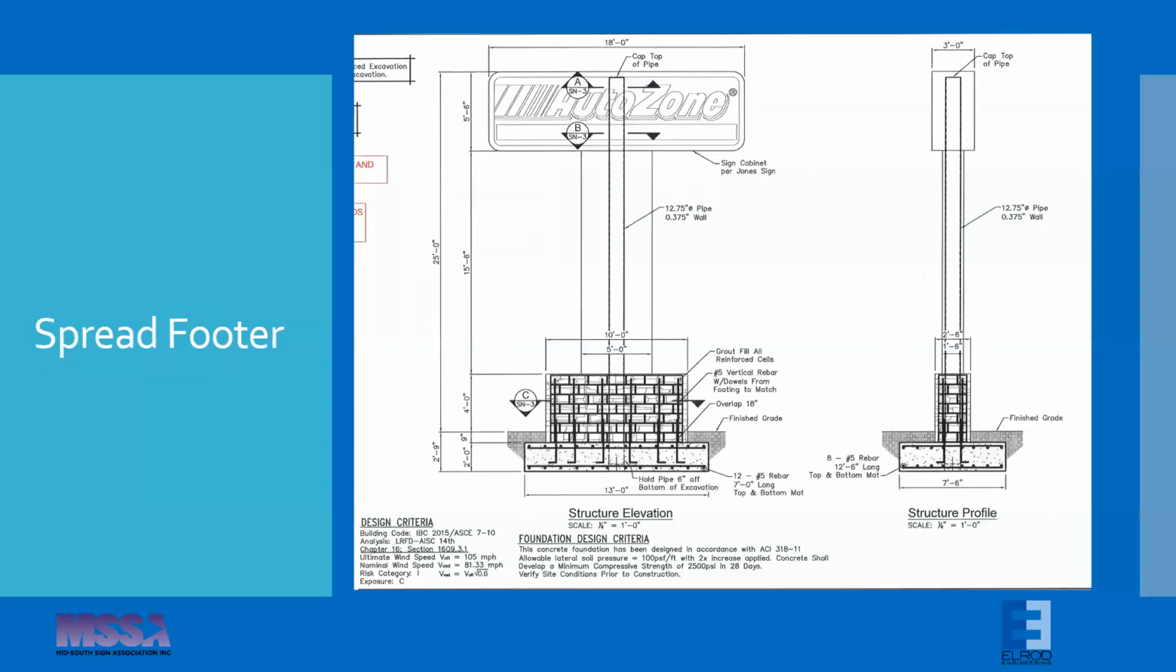This is an example of a spread footing, which, as I mentioned, is a block of reinforced concrete that is essentially laid on its side. A standard efficient design has the foundation longer in the direction of overturning, perpendicular to the sign face. So if you look at the structure profile over on the right, that direction, the 7-foot 6-inch direction, is the direction of overturning. Typically, that is longer.